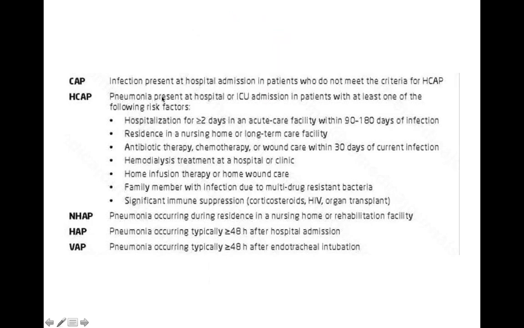So these are the further definitions. We have community acquired pneumonia, where the infection comes from the community. And we have hospital or healthcare associated pneumonia, during hospital or ICU admission. These are the risk factors you may or may not remember: hemodialysis, antibiotic therapy, residence in a nursing home. These things are not important. Healthcare associated pneumonia mainly occurs 48 hours after admission. This you have to remember.